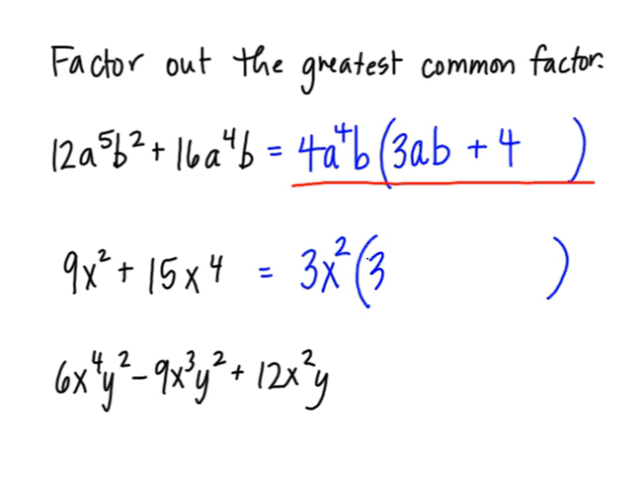3 times 3 gives me 9. I already have an x squared, so I don't need any more x's. My sign is plus. 3 times 5 gives me 15. I'm needing 4 x's and I already have 2, so that means I need 2 more. So my answer would be 3x squared times parentheses 3 plus 5x squared.